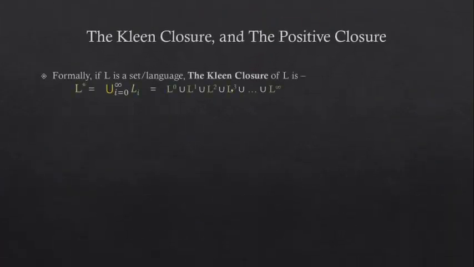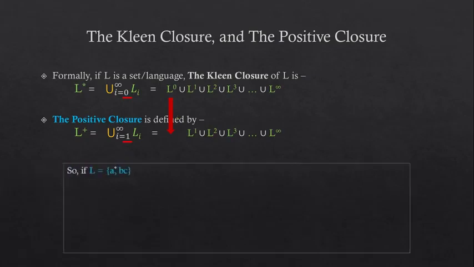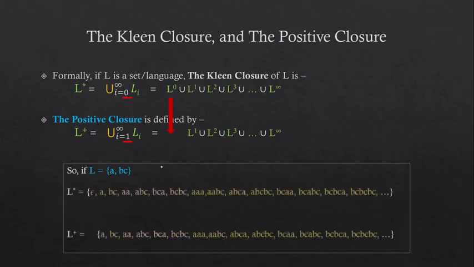The Kleene closure is formally defined as such: the union of every single power of a set. There is a variation that is called the positive closure. That is also defined by the union of all the powers of a set, but the difference is the zeroth power is not present in the positive closure. So what does it actually mean? If a set contains the two members A and BC, their Kleene closure will be this set and their positive closure will be this set.